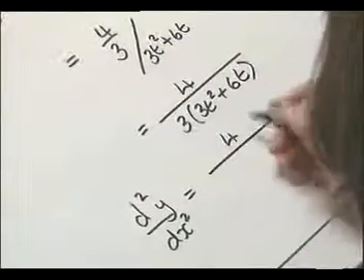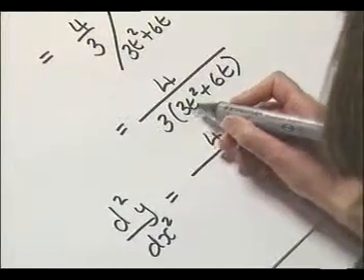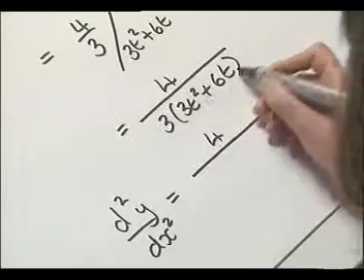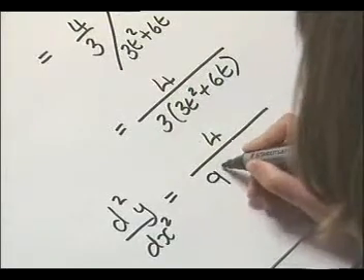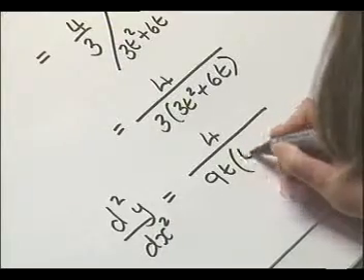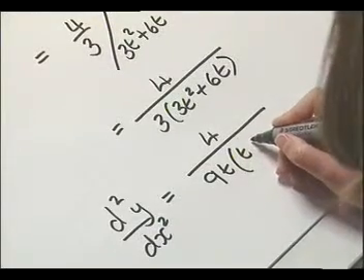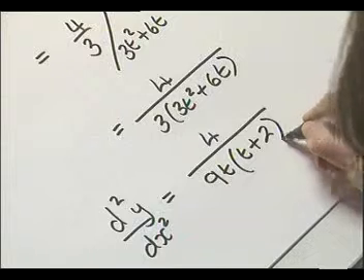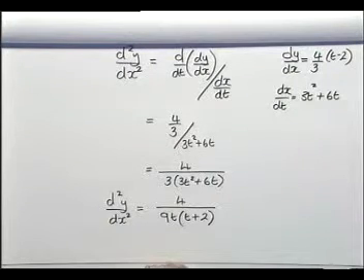And here we can take another 3 and a t outside of a bracket to tidy this up: 9t into t plus 2. And that's all there is to it.